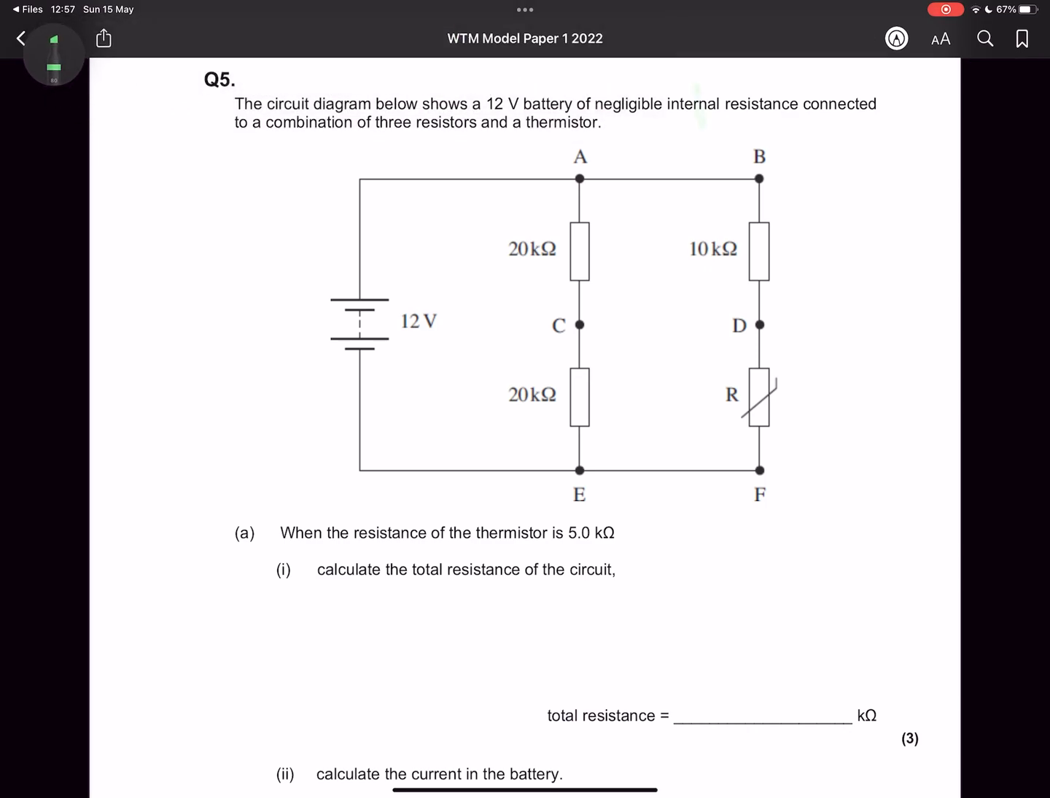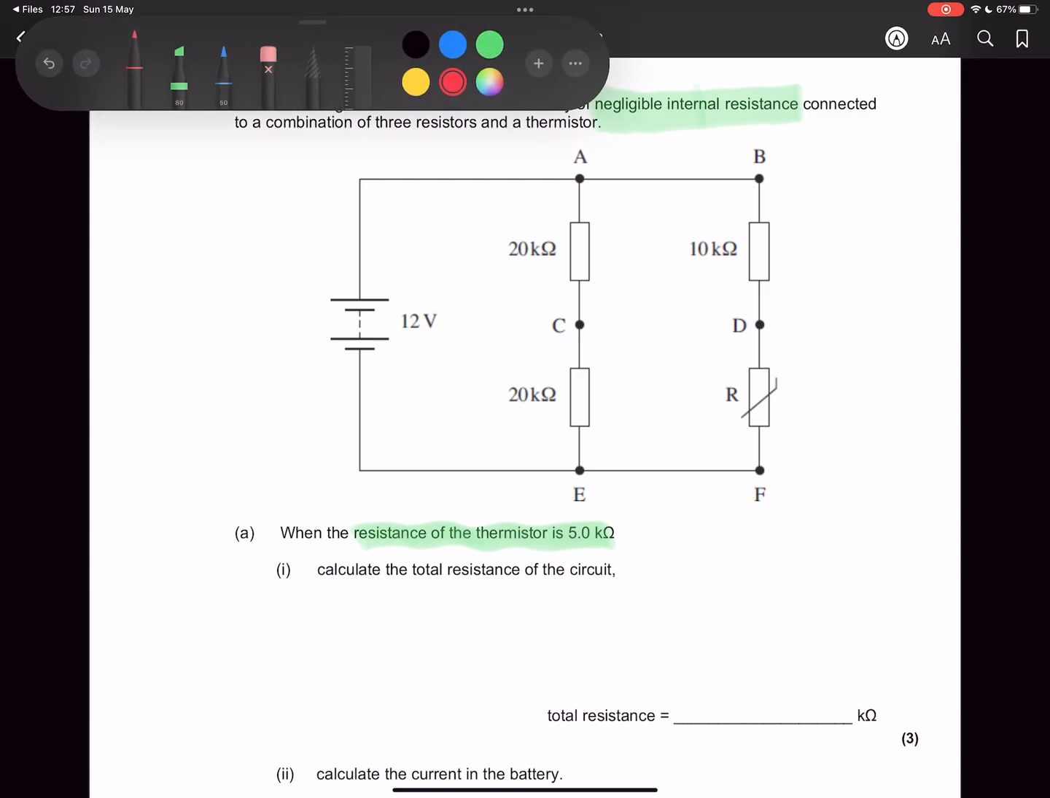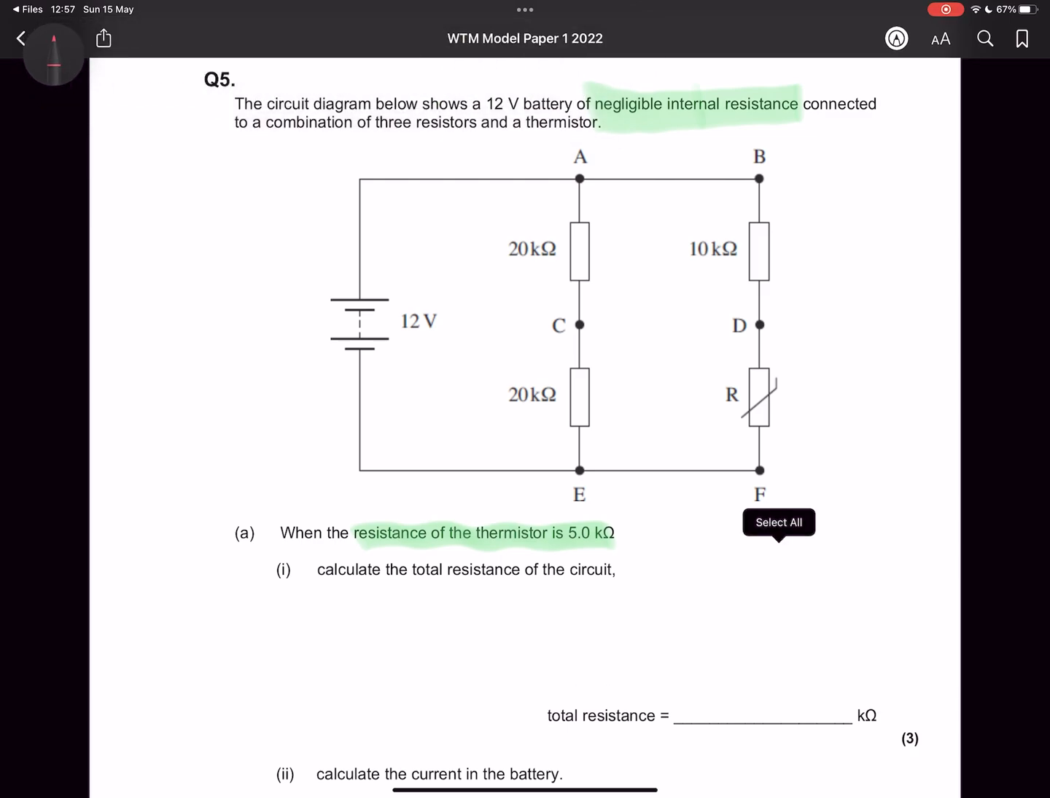So, a nasty little question here on potential dividers. This requires a fair bit of careful consideration, but it does at least have one nice little positive at the start, which is negligible internal resistance. So the fact we have negligible internal resistance means we can ignore any internal resistance factors, nothing fancy or clever to deal with the supply, so it should be more straightforward calculations.